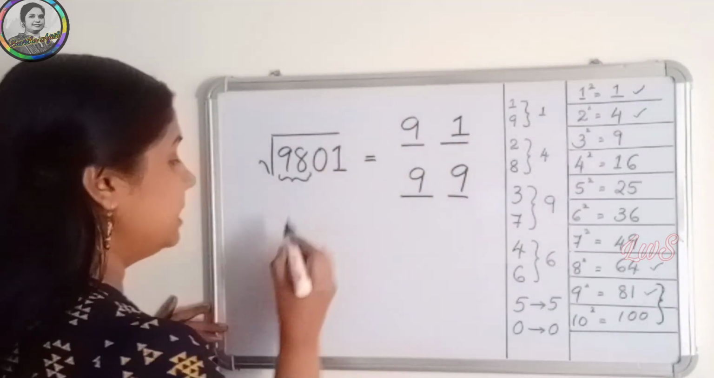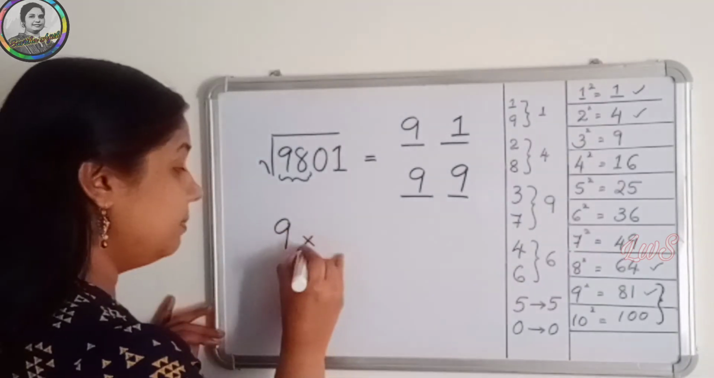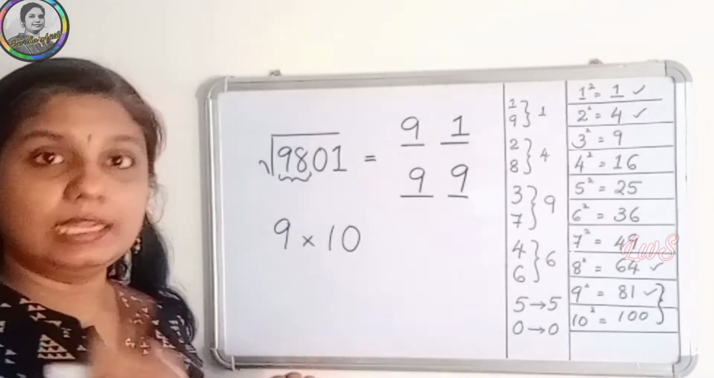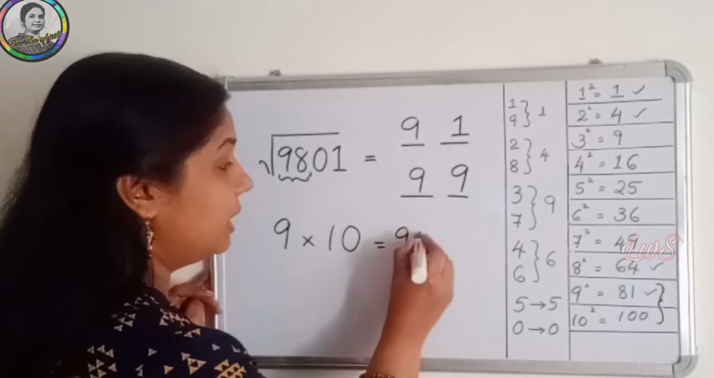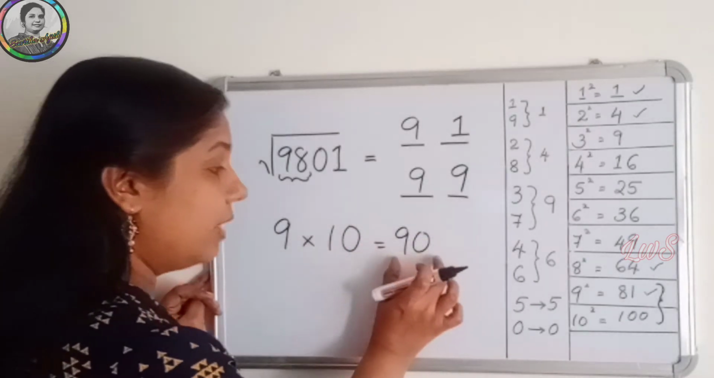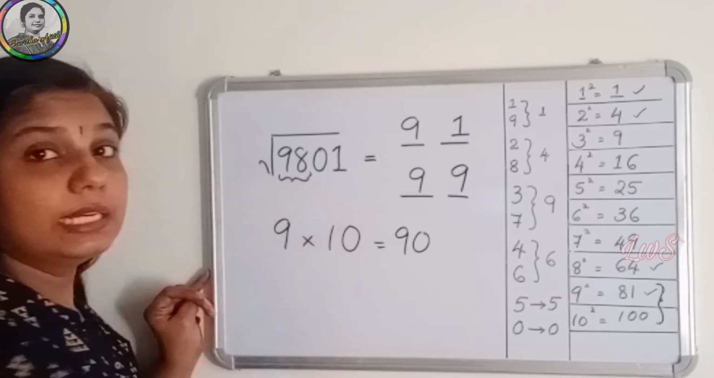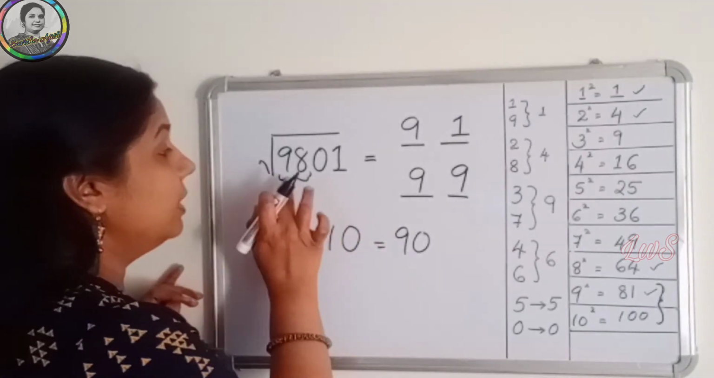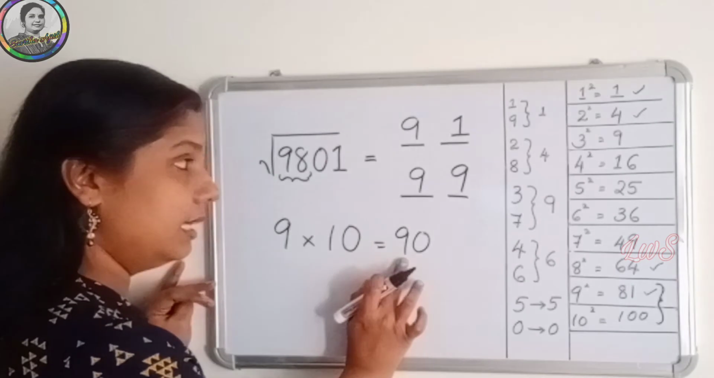Now again, take this tens digit 9, and multiply it with the next digit, that is Ekathigena. 9 times 10 is equal to 90. Now our answer 90 is less than our number 98. We can say that our number is greater than 90. 98 is greater than 90.